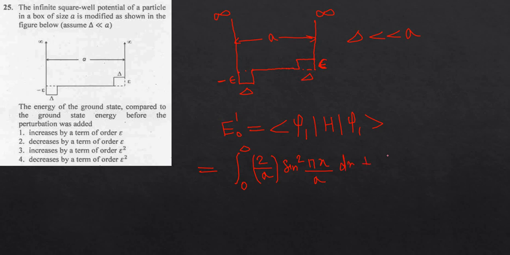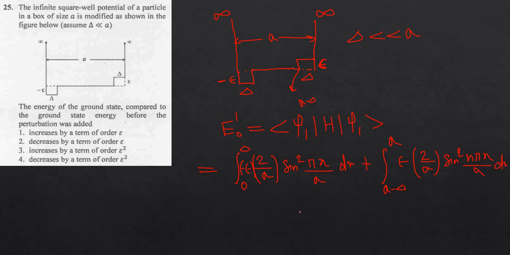dx, plus, and the second perturbation in the range, so this will become A minus delta. At this point the length will be A minus delta. So the initial value will be A minus delta and the final is A. Here the perturbation is minus epsilon and here the perturbation is epsilon. 2 by A sine square n pi x upon A into dx.